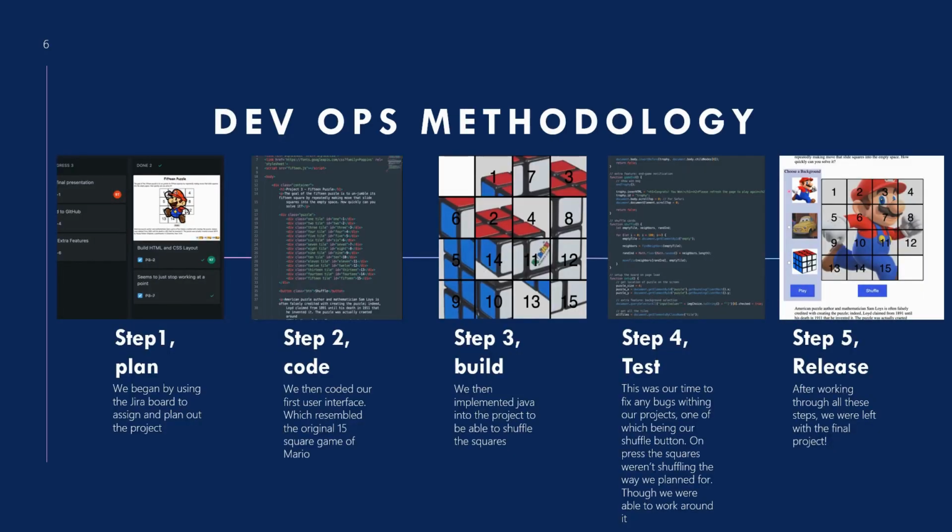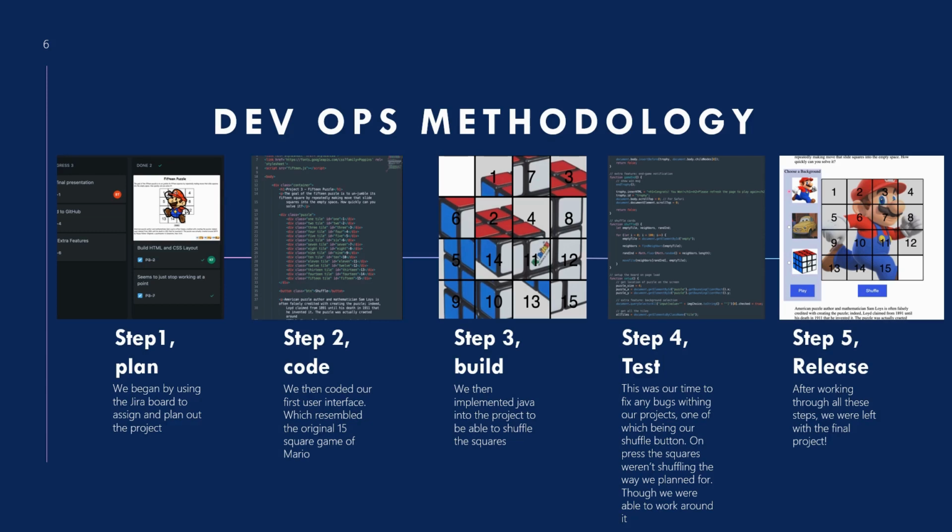For our DevOps methodology, we use a 5-step plan. For step 1, we began our actual planning. We use a Jira board in order to assign out and plan out our tasks throughout the group in order to make it more manageable inside of the time that we had. For the step 2 coding, we use interface through HTML, CSS, and Java in order to make it possible for us to actually complete the game as per described by the assignment sheet.